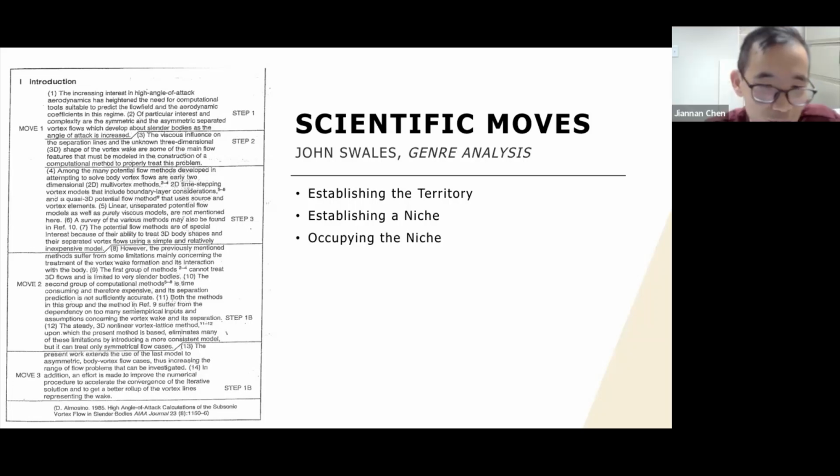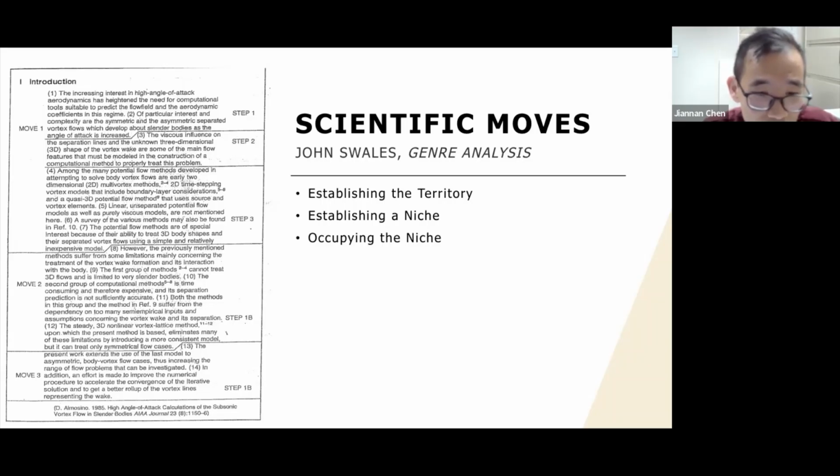Well, I volunteer myself. So. Okay. Yeah, so however, the previously mentioned methods suffer from some limitations, mainly concerning the treatment of the vortex wake formation and its interaction with the body. The first group of methods cannot treat 3D flows and is limited to very slender bodies. The second group of computational methods is time consuming and therefore expensive, and its separation prediction is not sufficiently accurate.